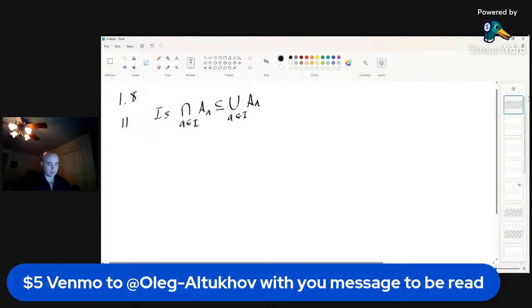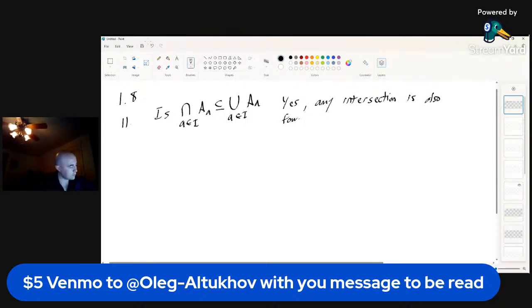Seems like it's true, because if there's an intersection, it would be in the union. Let's say yes. Any intersection is also found in the union. Okay, that's what I think is right, unless there's some tricky set.